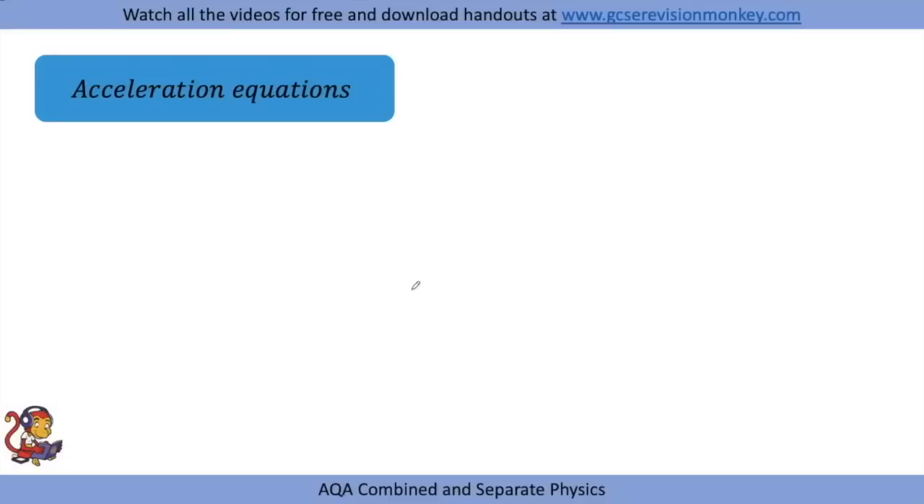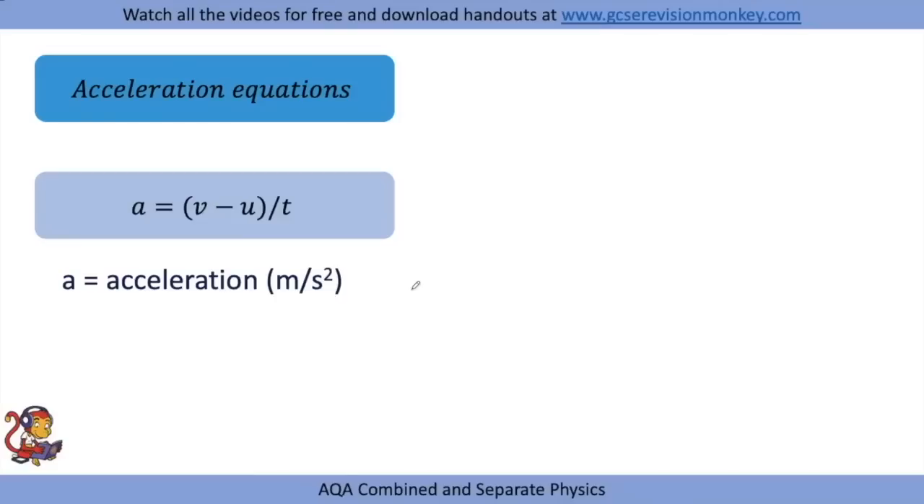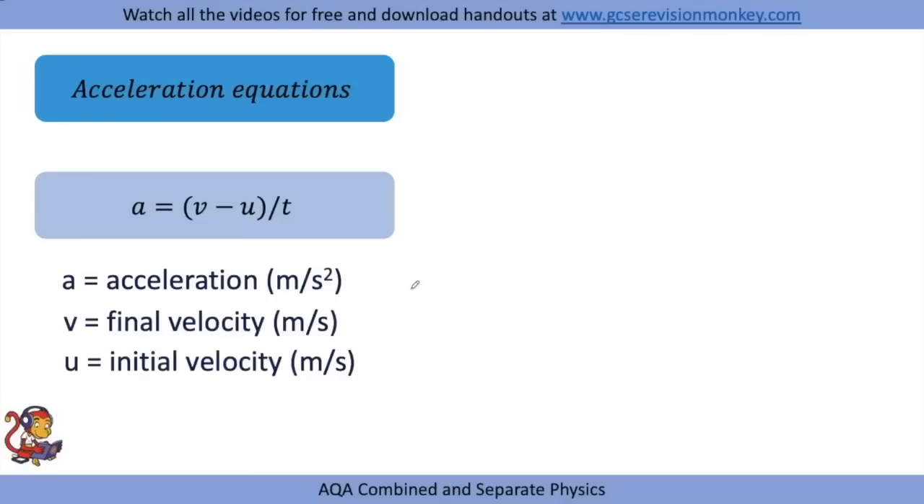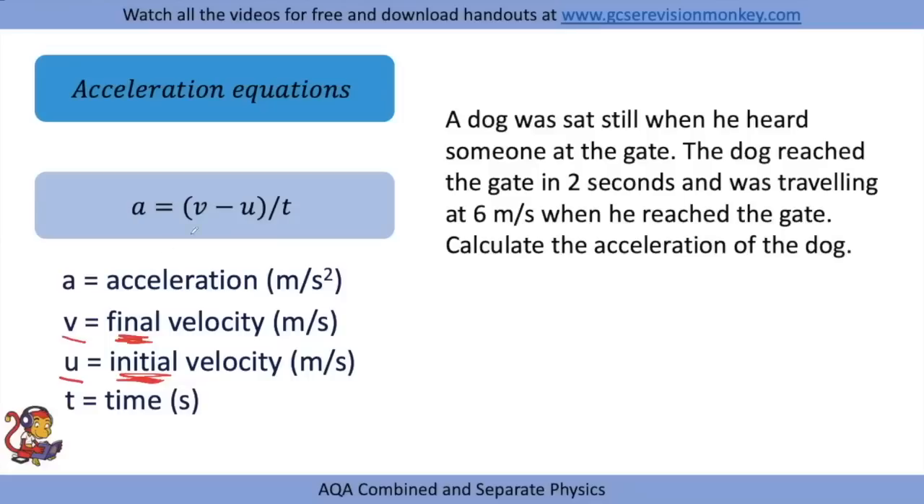Let's have a look at some acceleration equations then. We've got a equals v minus u over t, where acceleration is in meters per second squared, final velocity in meters per second, initial velocity in meters per second, and time in seconds. You should remember that u comes before v in the alphabet. So u is your initial or starting velocity because that comes first, and v is your final velocity because that comes afterwards.